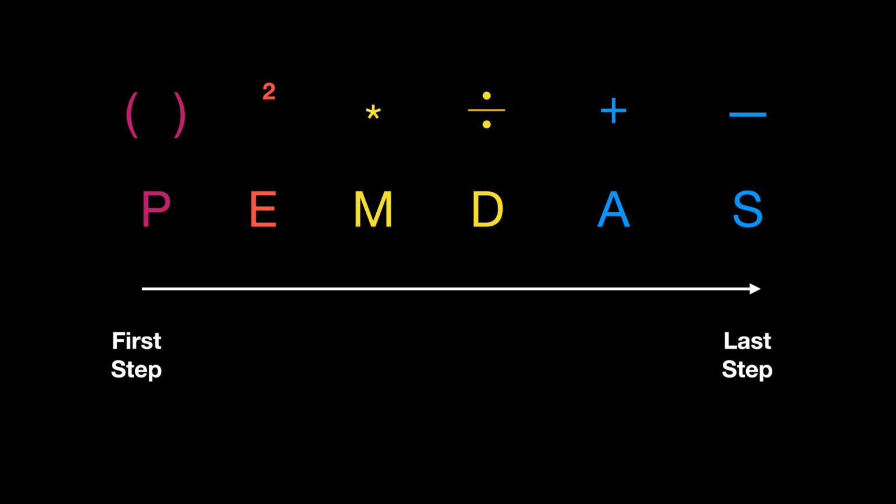If there's two multiplications or two divisions or two additions and subtractions, you're just going to move from left to right. Think about it as a tie: if there's two operations that are the same color code, M and D or A and S, you're just going to go from left to right. Let's take a look at our first example.